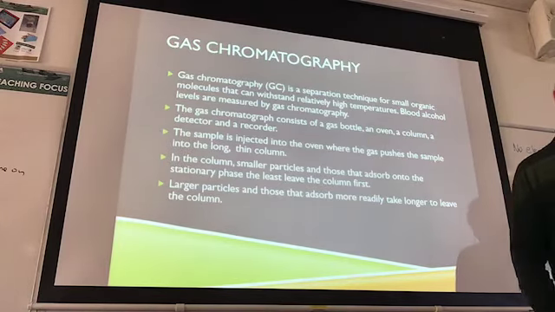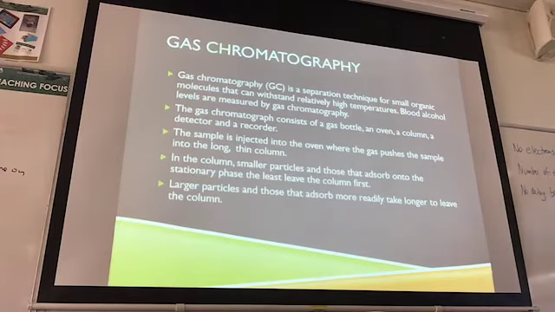In the column, the smaller particles are the first ones to leave the column because they're the ones that get absorbed to the stationary phase the least. Whereas the larger particles take longer to leave the column because they're absorbed by the stationary phase much more easily because they're larger.